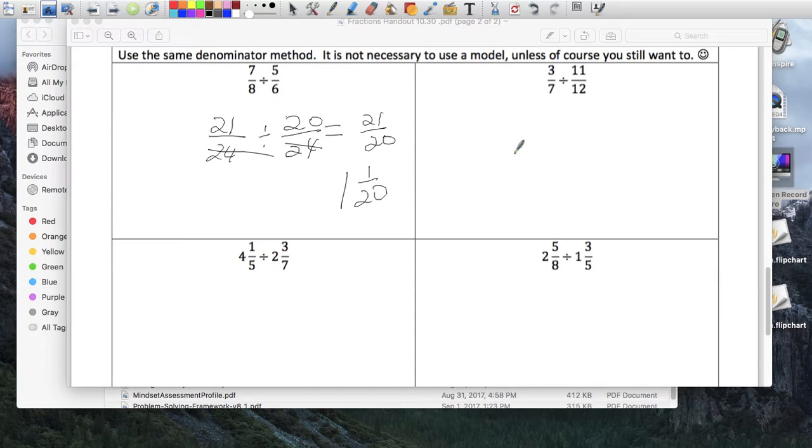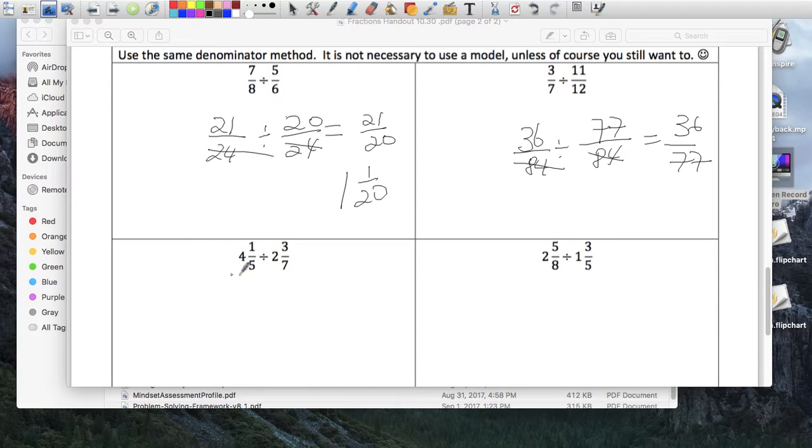7 and 12, the LCM is, I'll say 84. Is there anything smaller? No, it doesn't look like it, so 84. 7 times what is 84? It's times 12, and then the top times 12. 3 times 12 is 36. 12 times 7 is 84, so on top is going to be 11 times 7, which is 77. You get 36 over 77. I don't think we can simplify that.